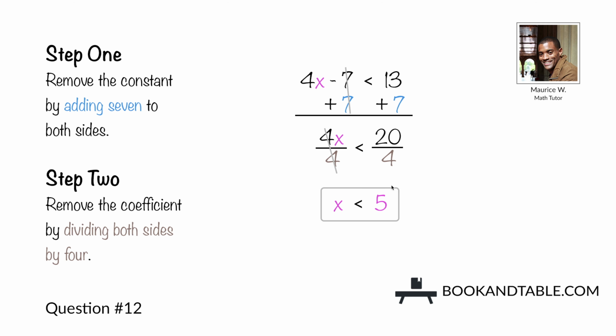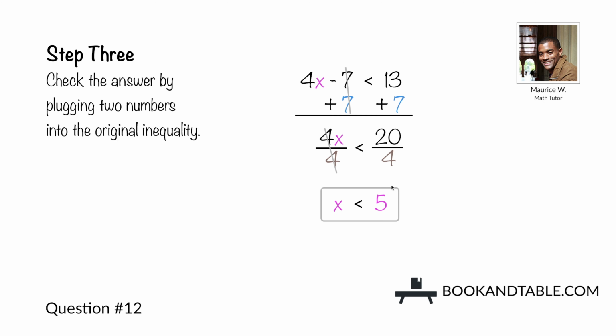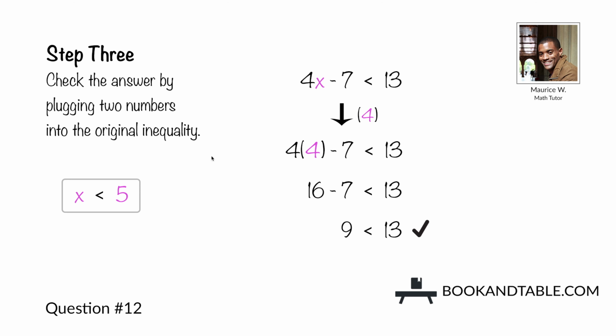Now we want to check this answer. We check the answer by plugging two numbers into the original inequality, which is 4x minus 7 is less than 13. When we do so, we want to plug in a number that is less than 5 to show that it would work, and then we want to plug in 5 to show that it would not work. So we'll plug in 4, and then we'll plug in 5.